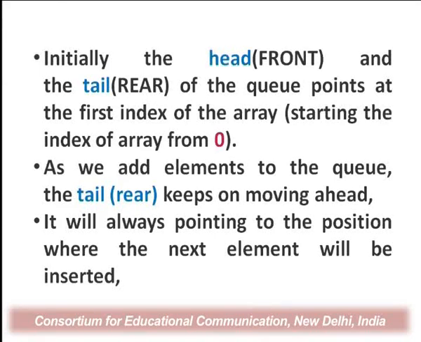As we keep on adding elements to the queue, the rear or the tail pointer keeps on moving ahead, and it will always point to the position where the next element will be inserted, and the head pointer is moved when the elements are taken out, when the elements are DQ'd. So, when we insert the elements, we work with the tail pointer, and when we take out the elements, we work with the head pointer or front pointer, we can say.